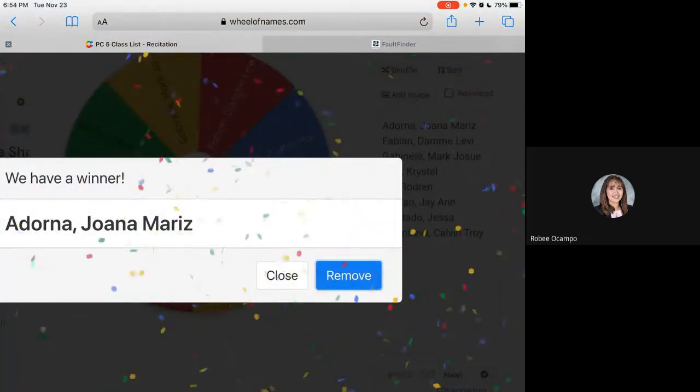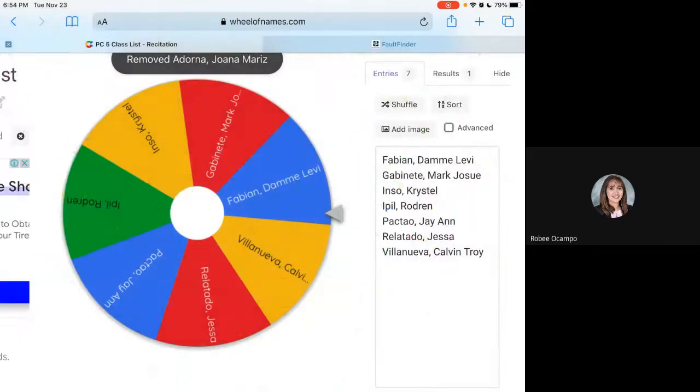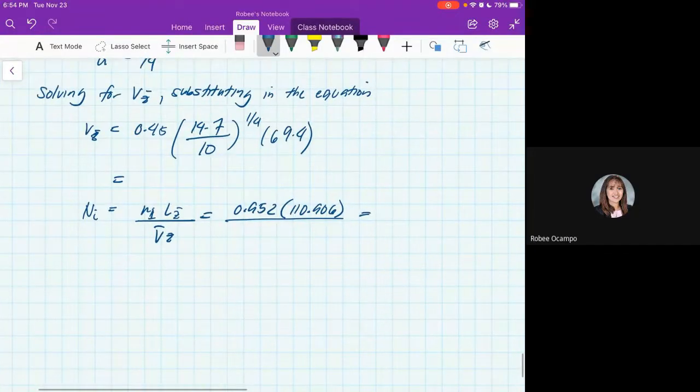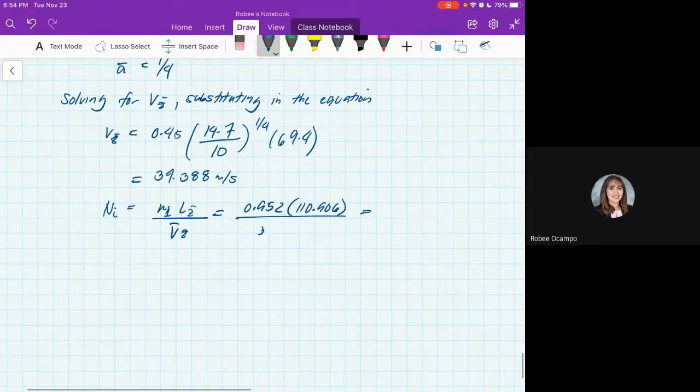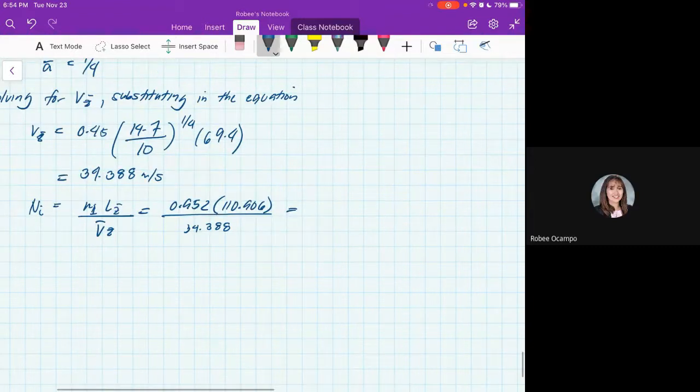Miss Adorna? 34.388 po. 34.38? Opo. Okay. Let's add another significant figure. Okay. Then, what is the value of our Ni? We already have the value for the V. 3.07 po. 3.07. Okay.